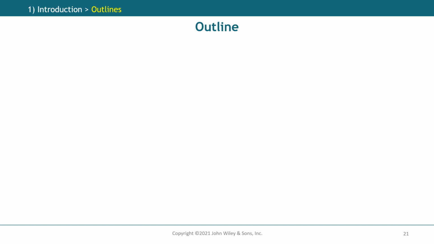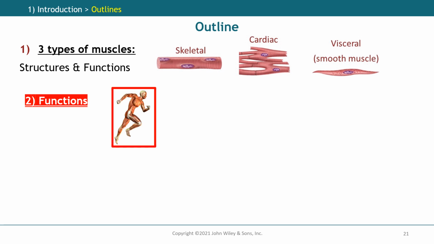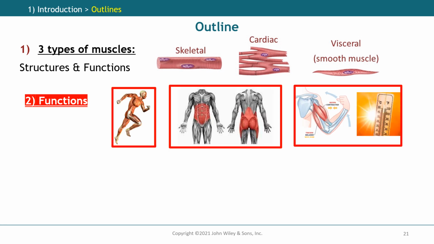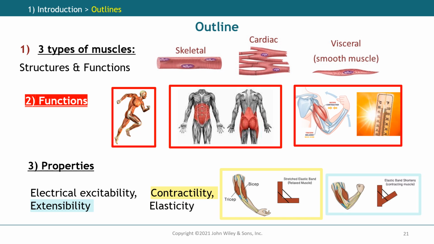At this point of the lecture, you should know that there are three types of muscular tissue and that each one of them has different structures and different functions. You should know that the muscular tissue has functions such as movement, stabilization of the core or of the body position, as well as thermoregulation. And finally, the muscular tissue has different properties, including contractility and extensibility.